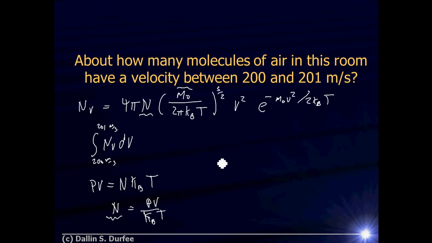I'm not going to go through all the details. I just wanted to point out how we would do this. So the number of molecules is just the integral of this thing dv from our initial velocity to our final velocity. And I'll let you work out the details, all the fun stuff.